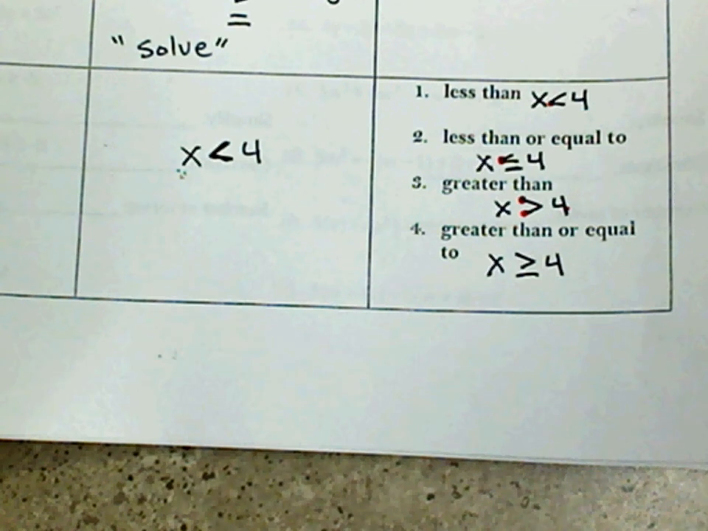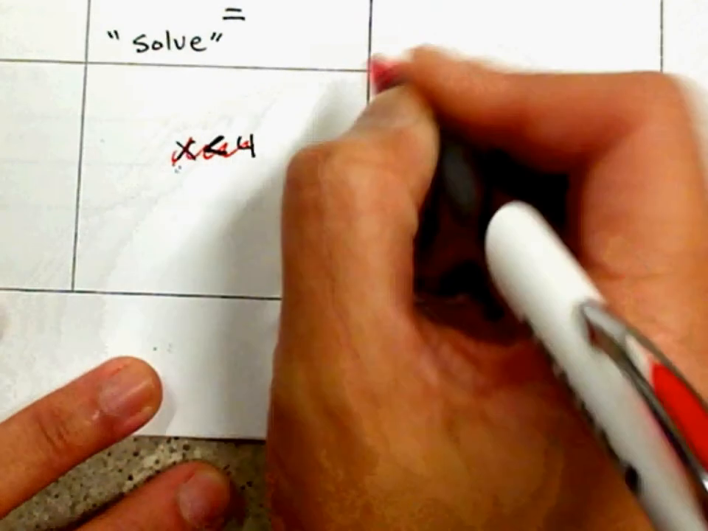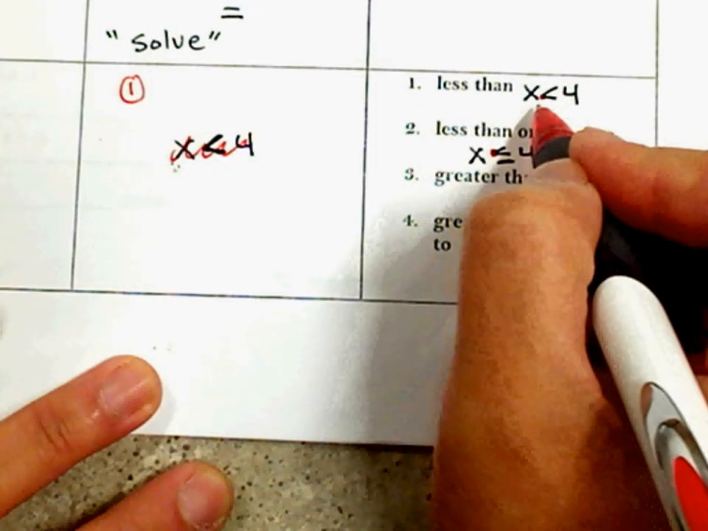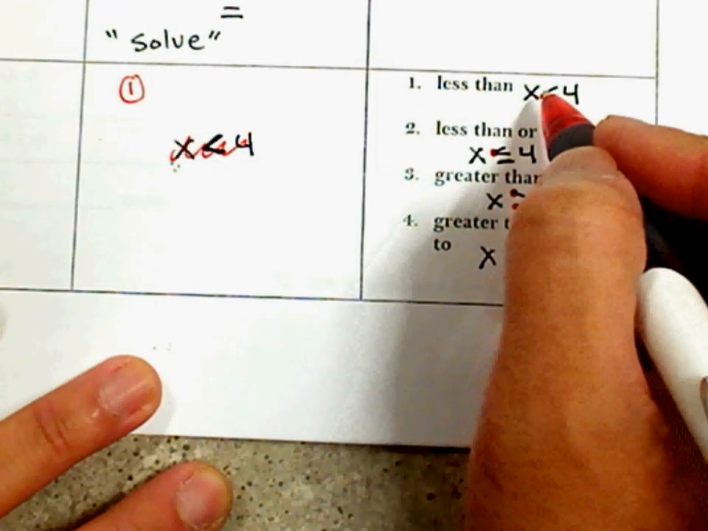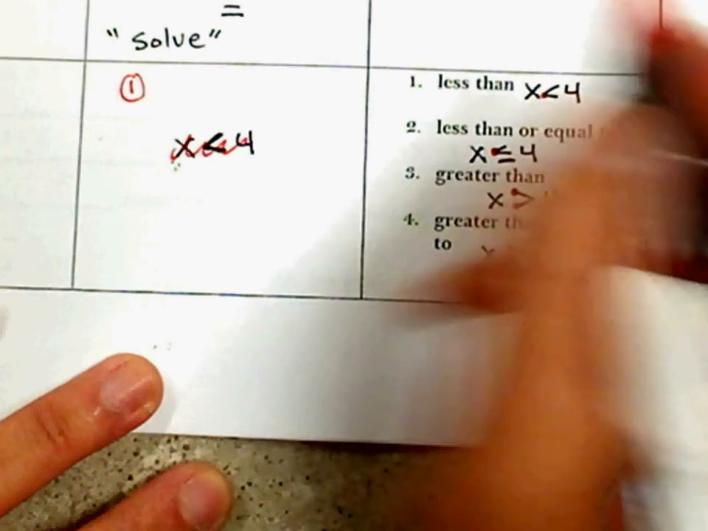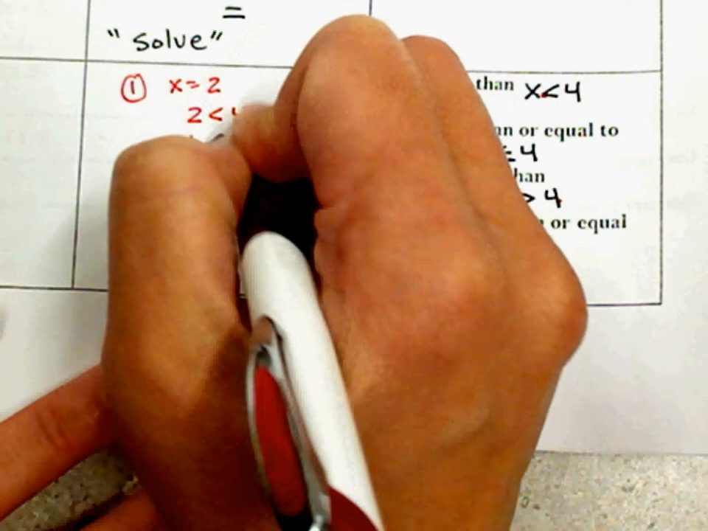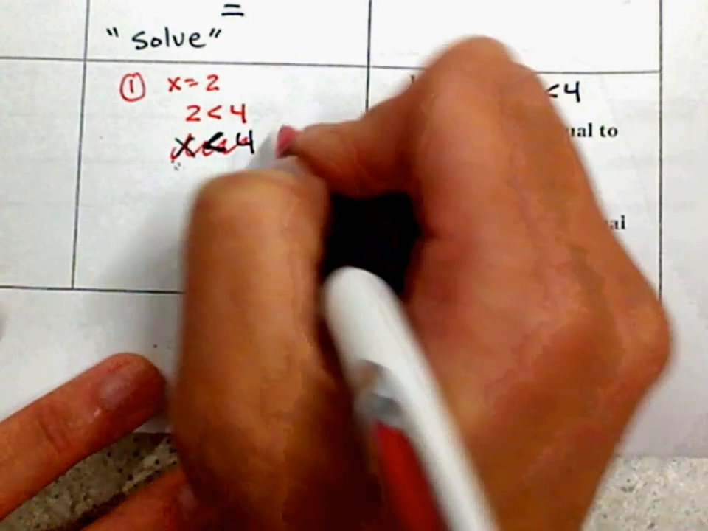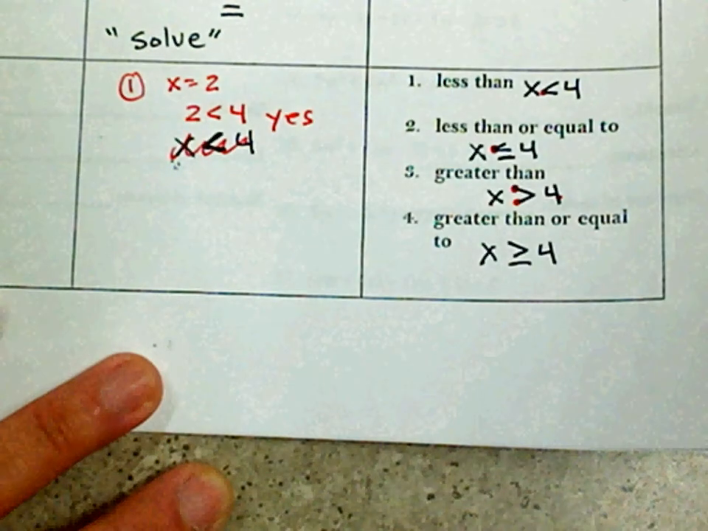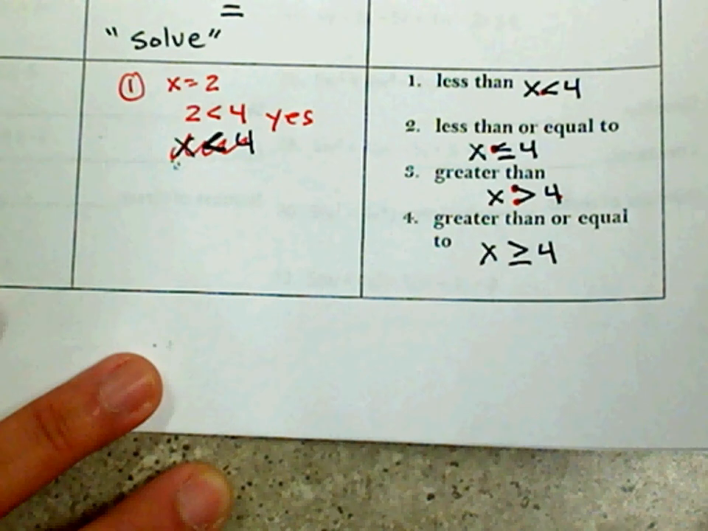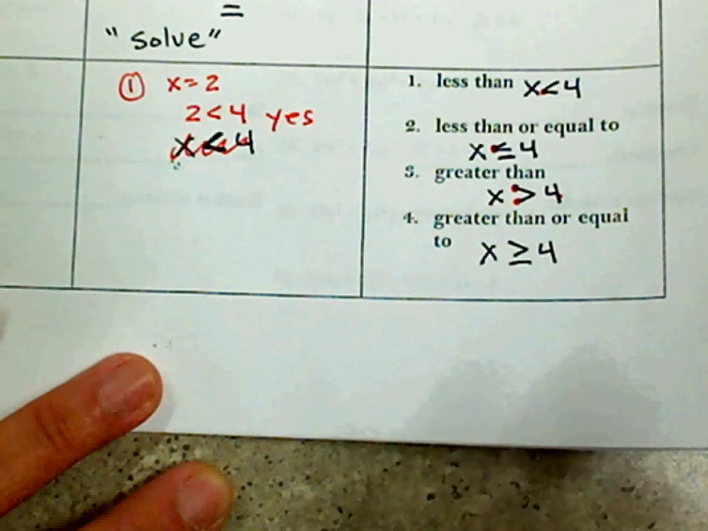So sometimes you might want to just pick a number. So, for example, number 1. Pick a number for X. What number do you want to pick for X? 2. X is 2. So if X is 2, is 2 smaller than 4? Yes. So sometimes you can always just pick a number. 0 is a great number. Okay? 1 is a great number. 2 is a great number.